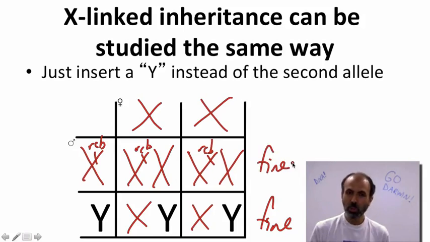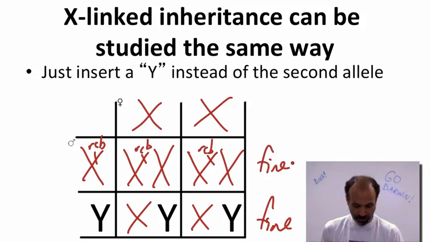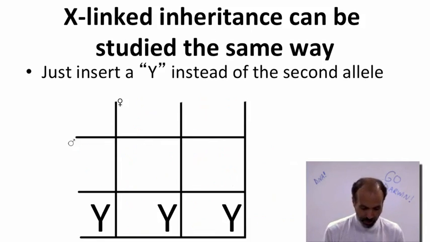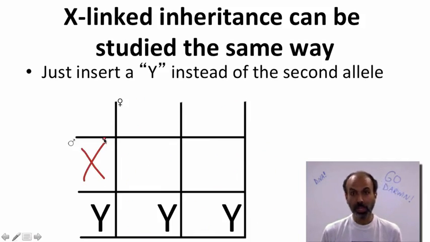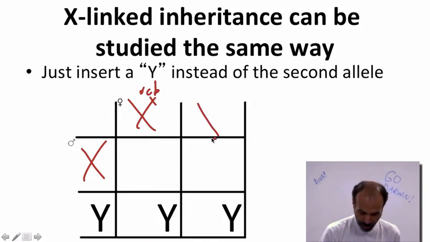Well, that was interesting. Well, let's try something a little bit different. Let's switch it around. This time, let's say the mom was red-green colorblind and the dad had perfect vision. So this case here is dad. He's got just a regular X. Mom's got X, the RCB mutation, X with the RCB mutation.